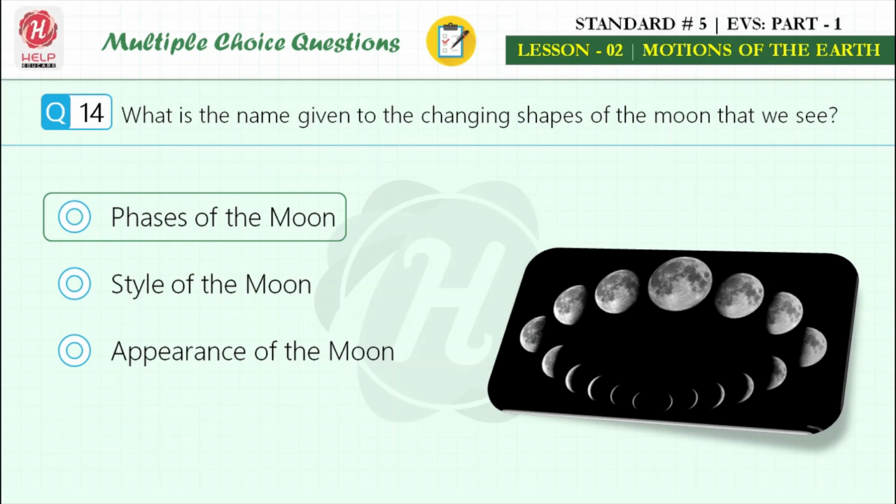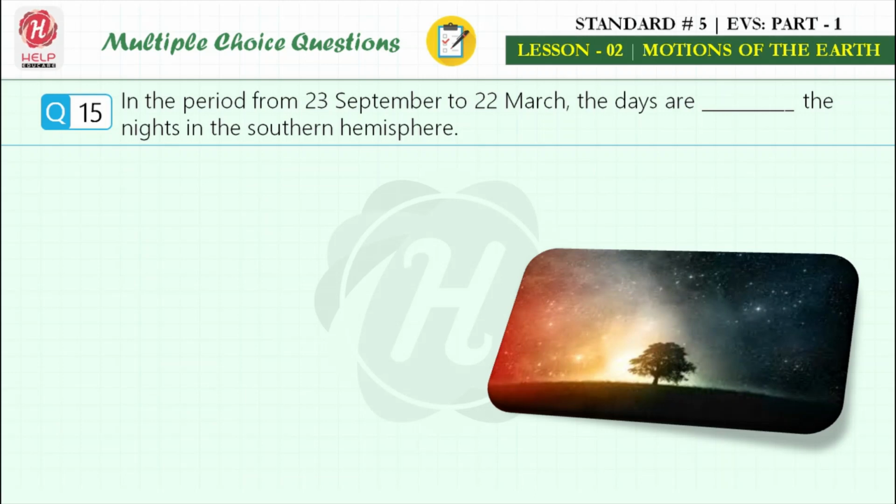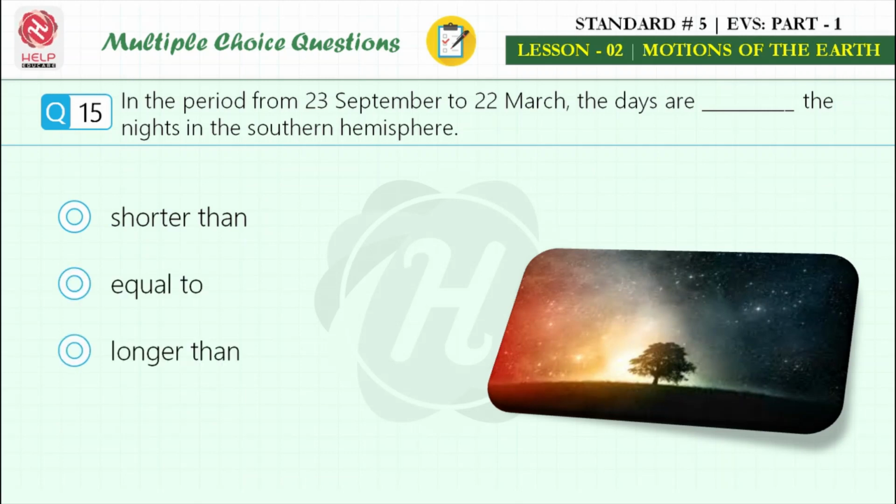Correct answer is phases of the moon. Question number 15. In the period from 23rd September to 22nd March, the days are dash the nights in the southern hemisphere. First option, shorter than. Second option, equal to. Third option, longer than.